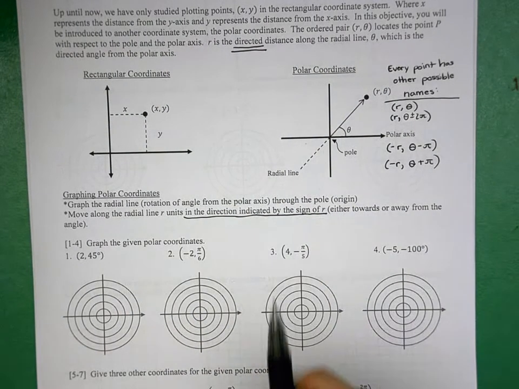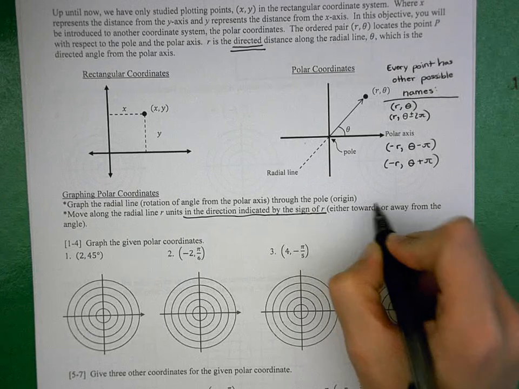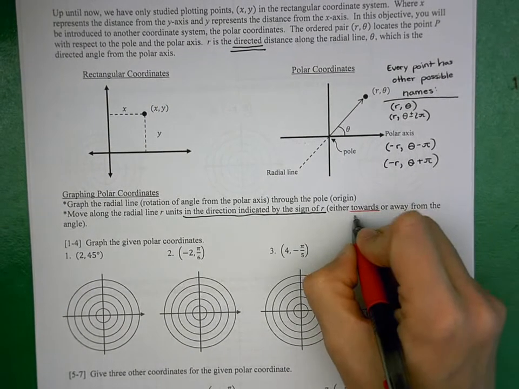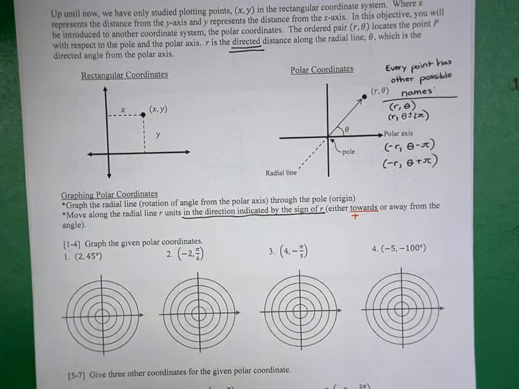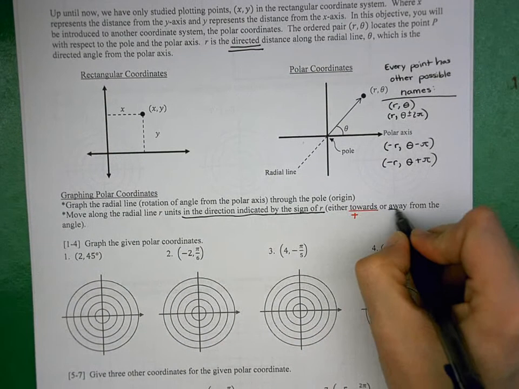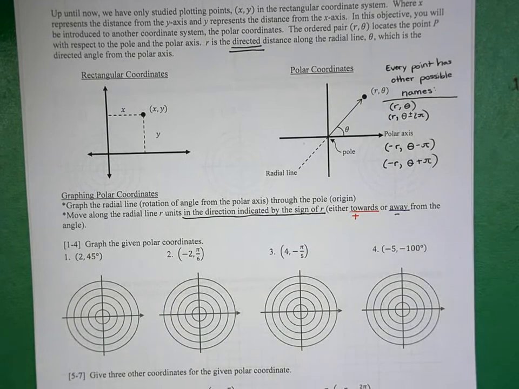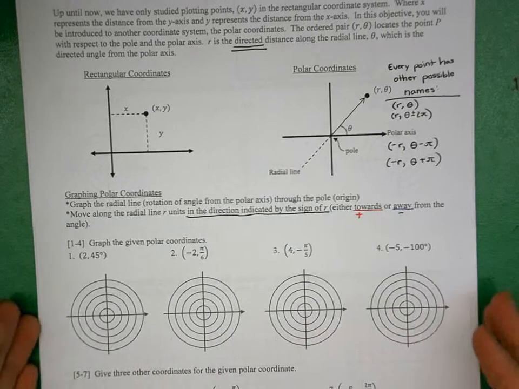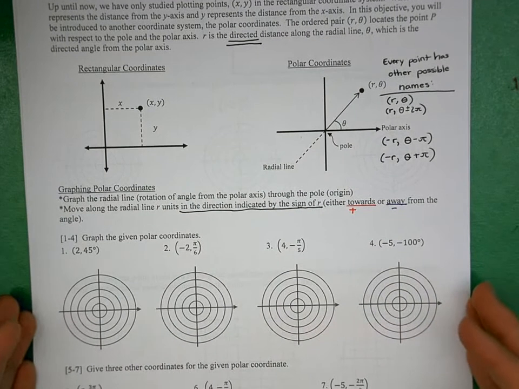Because if it's positive, you are going to move towards your angle. And if it's negative, you're going to move away from your angle, in the opposite direction. So the sign of r is going to determine which direction we move, and the numeric value of r tells you how far to move. Okay? So we've got 4 examples here modeling graphing coordinate points.